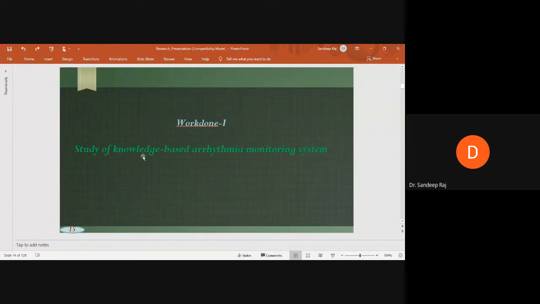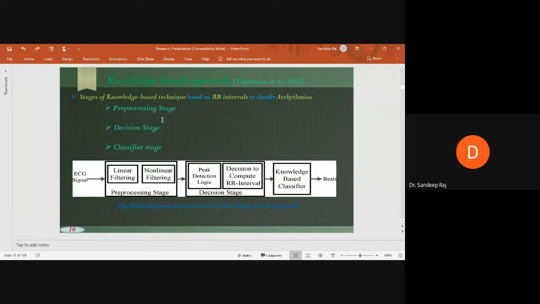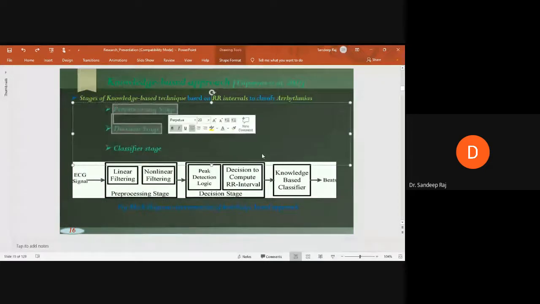So first is the study of the knowledge-based arrhythmia monitoring system. In this case, the ECG signal is fed as input. There is a pre-processing stage in which linear and non-linear filtering is done. We will see this a bit later. There is a decision stage followed by the pre-processing stage, and finally the extracted features are given as input to the knowledge-based classifier for the identification of beats. So more or less there are 3 steps: the pre-processing, decision, and the classifier stage.